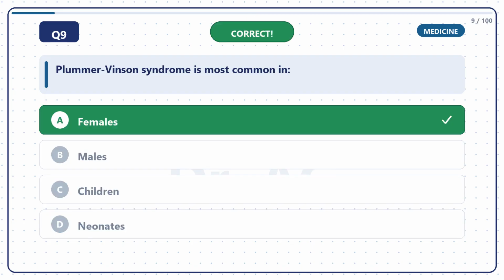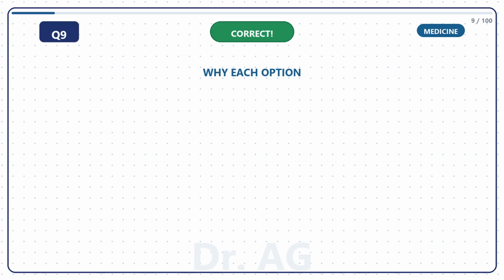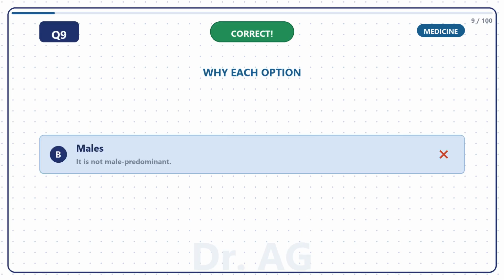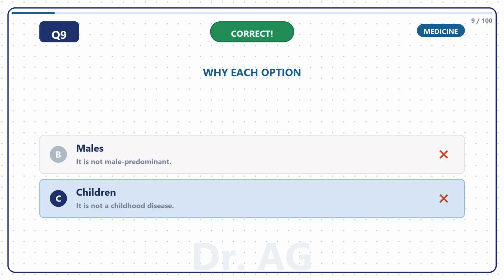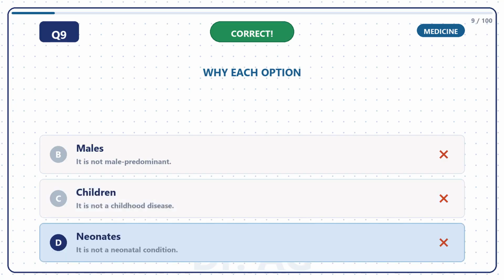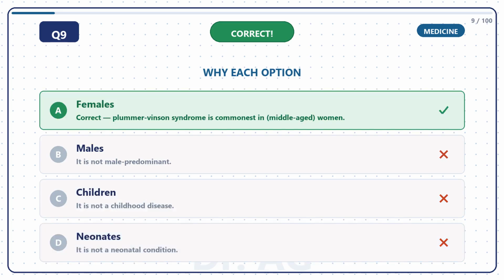The correct answer is option A, females. Let's go through the options. Males. It is not male predominant. Children. It is not a childhood disease. Neonates. It is not a neonatal condition. And the correct answer is females.